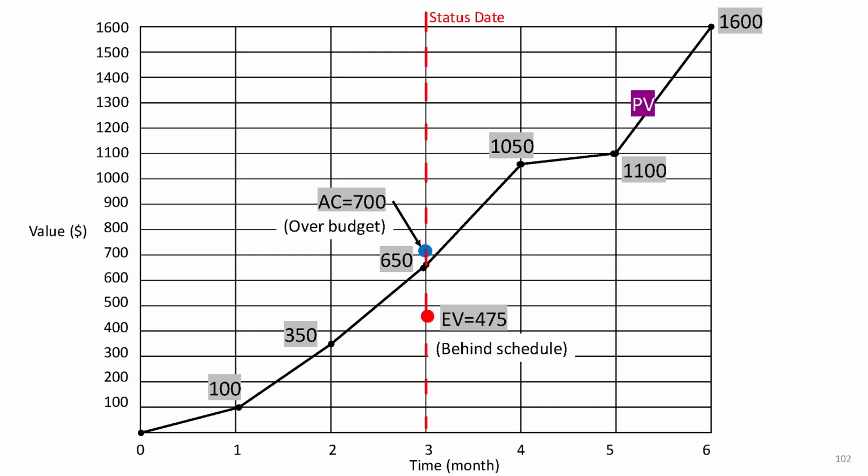Now, for the cost status, the actual cost is $700. Comparing this to the earned value, the actual cost is above, meaning we're over budget. We're spending more than we've earned. In short, our project is behind schedule and over budget. We need to address both the timing and cost issues to get back on track.